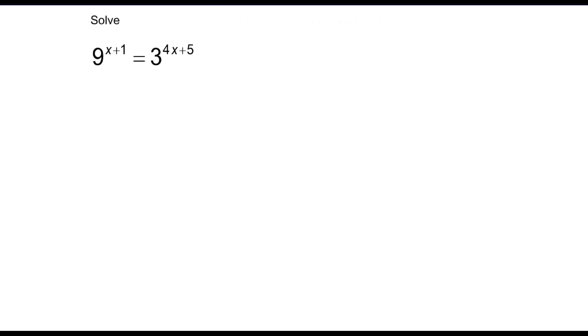Now it gets more difficult when we don't have the same base, because now we can't set the exponents equal to each other. However, 9 can be expressed as 3 squared. And I could express 3 as the square root of 9, but it's just more difficult. So I usually try to go to the smaller term if possible.